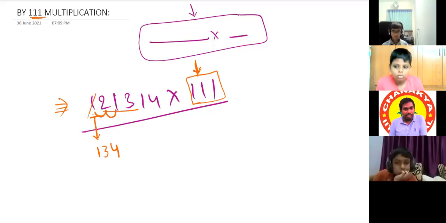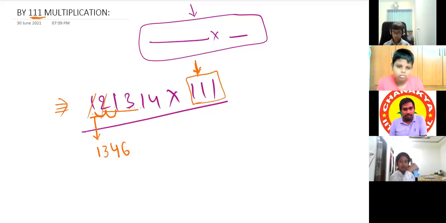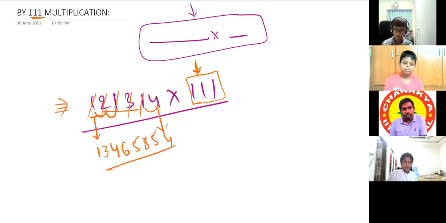After that, no need to consider this one. Take next 3 digits. 2 plus 1 plus 3 is 6. And then ignore 2. 1 plus 3 plus 1 is 5. Next, ignore 1. 3 plus 1 plus 4 is 8. Ignore 3. 4 plus 1 is 5. And ignore 1. 4 as it is again.